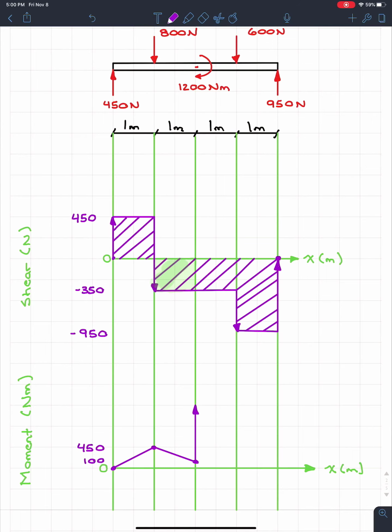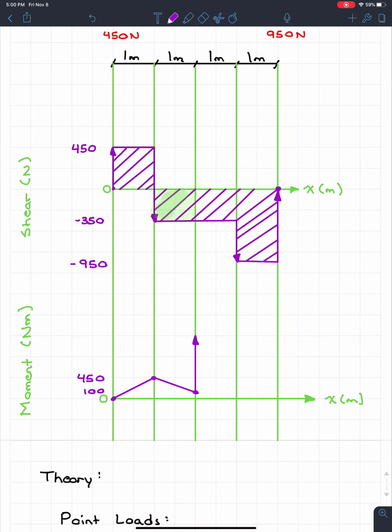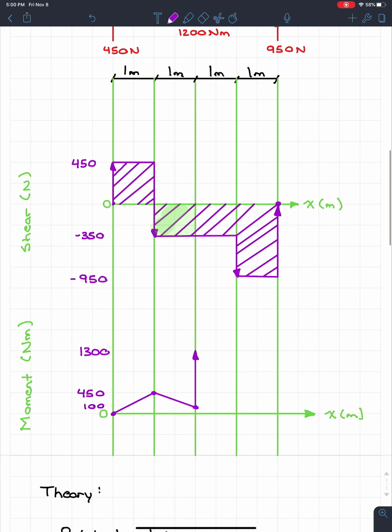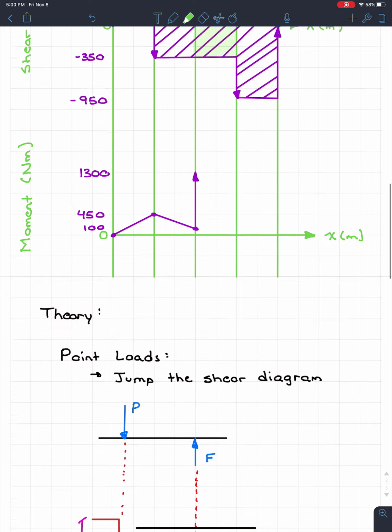So the magnitude it jumps up is going to be 1200. So if I started at 100 and I add 1200, I'm going to end up at 1300 newtons per meter. So we're going to go up, and then, okay, perfect. So now we're at 1300. So now in order to find the next point of the moment, all we have to do is find the area under the shear diagram, between the next section, which is going to be this section right here. But we see that this section is the exact same as the last section.